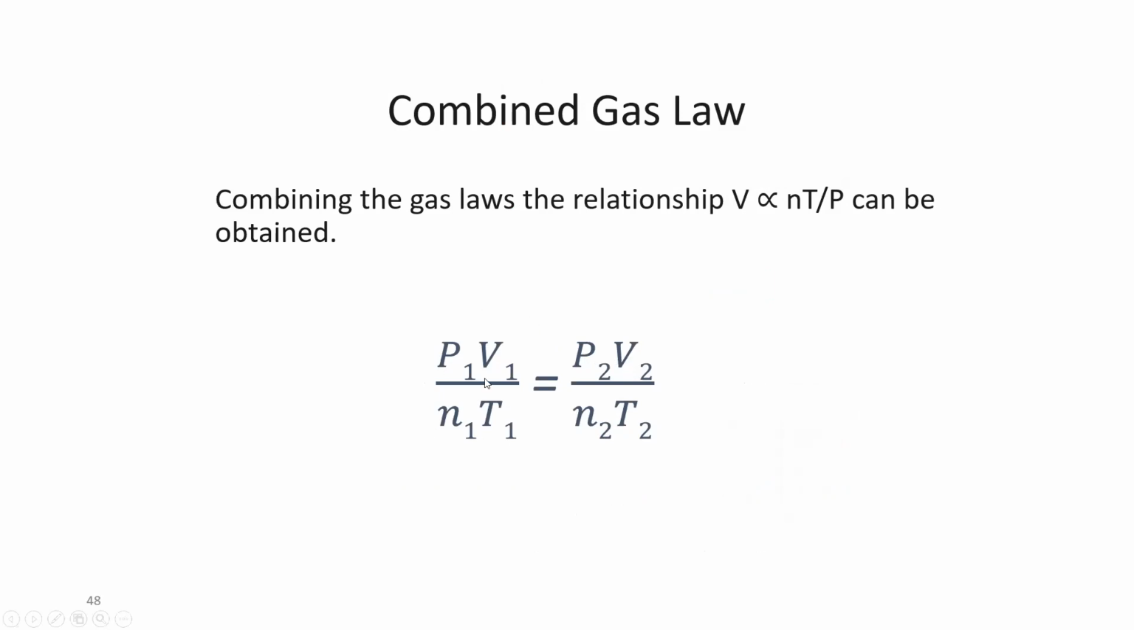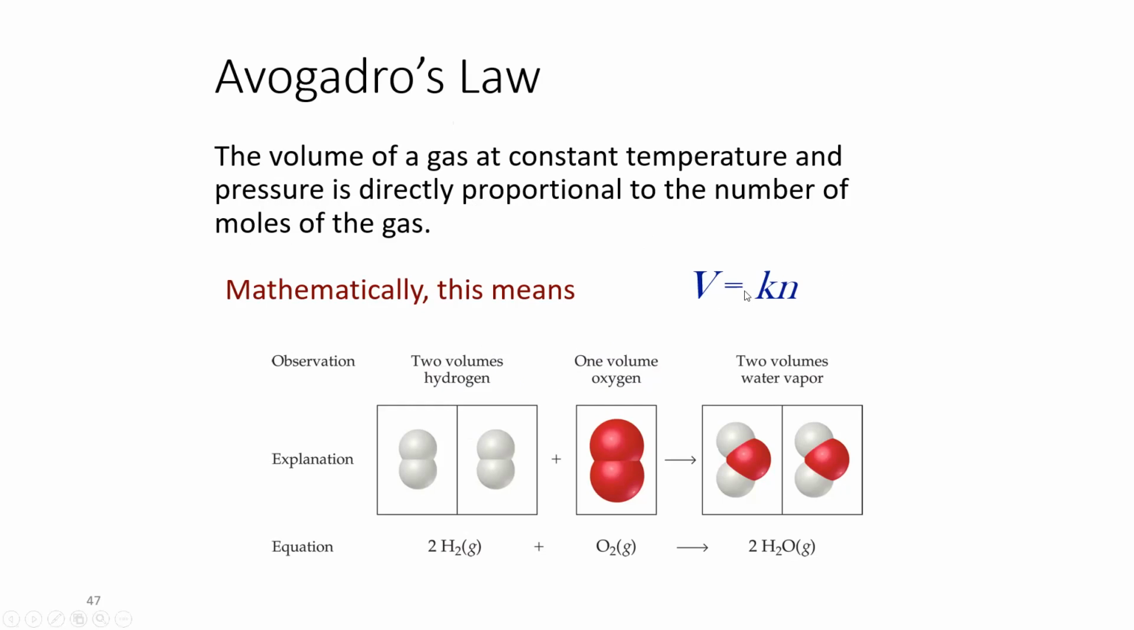So if we wanted to put an equation here, you can see volume is equal to some constant times the amount of moles. If we wanted to make it a similar equation to what we saw for the previous ones, we could have V1 over N1, where N is just moles of gas, equal to V2 over N2. So just like the previous laws, we could just focus on these two.